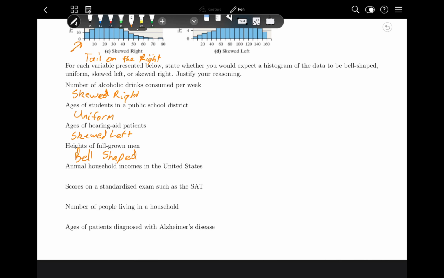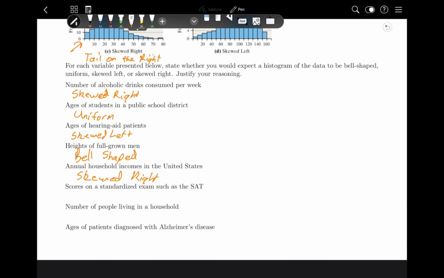Okay, so now that you've tried these, let's go through them together. So annual household incomes in the United States. I would expect this to be skewed right, because most households probably make in the $50,000 to $100,000 range. But there are some households that make millions and millions and even billions of dollars a year. So that's going to be a lot of really large data values that are going to skew that to the right.